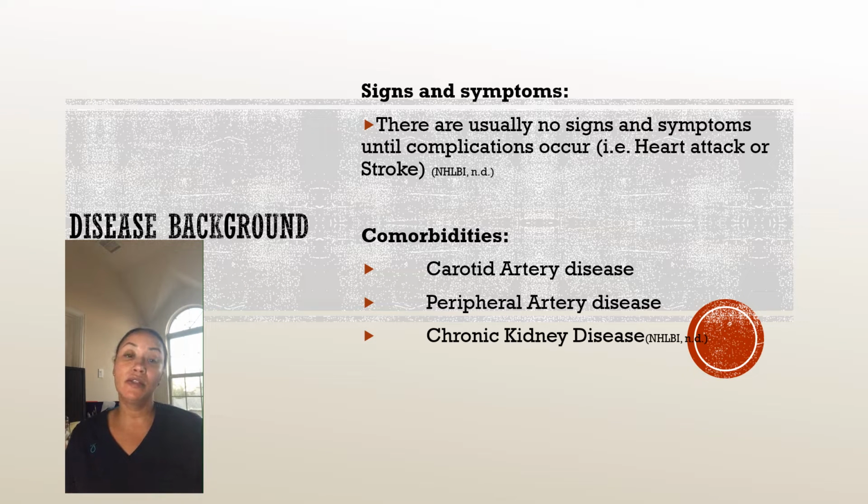There are usually no signs and symptoms until complications occur, such as a heart attack or a stroke, in which arteries in the heart or the brain have been blocked due to plaque buildup. Comorbidities would include carotid artery disease, in which the arteries in the neck are not functioning appropriately due to blockage. Peripheral artery disease, in which those arteries have been blocked in the arms and legs. And then chronic kidney disease, where the arteries within the kidneys have been blocked, and the kidneys aren't able to filter and remove excess fluid or waste as they're supposed to.